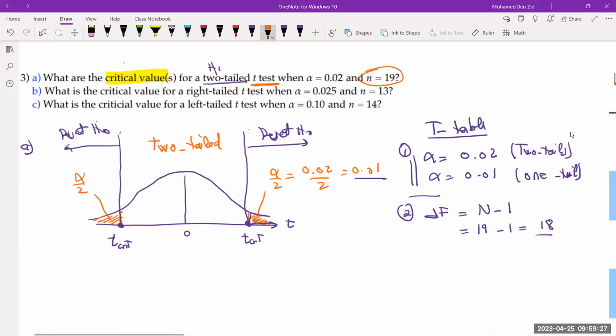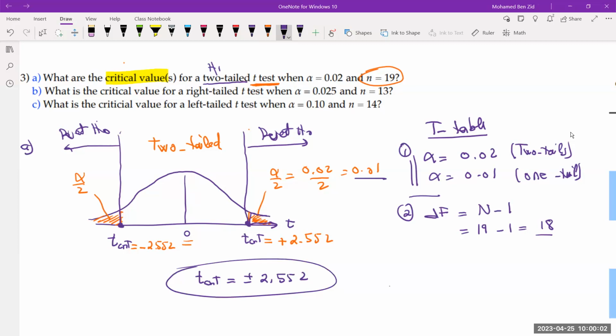In order to determine positive or negative, I have to go to my previous chart. And I can see here, the 0 is in the middle. So on the right side, I have two critical values. This is going to be a positive 2.552. And from the left side, it cannot be positive, so you're going to have negative 2.552. Finally, your conclusion should be the T critical. There are two of them. Either you separate them by a comma, or you put plus or minus 2.552. So this is going to be your answer. I hope this is clear.